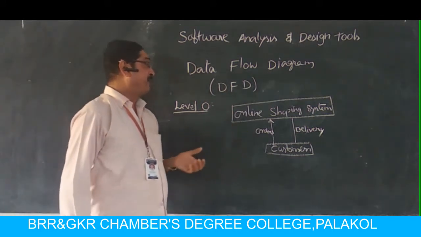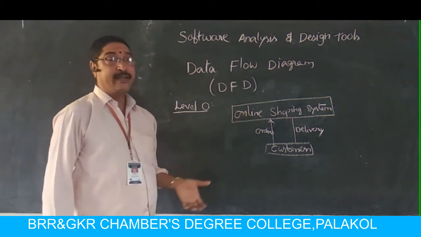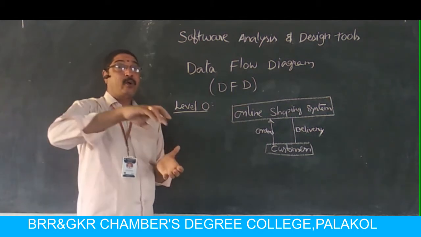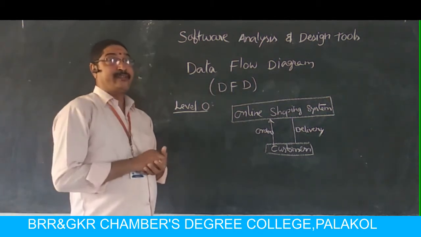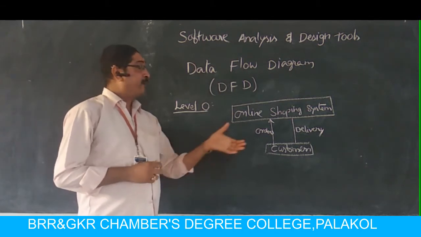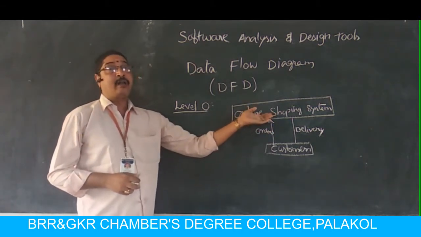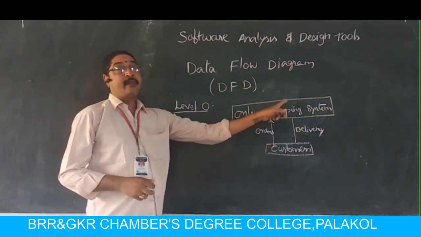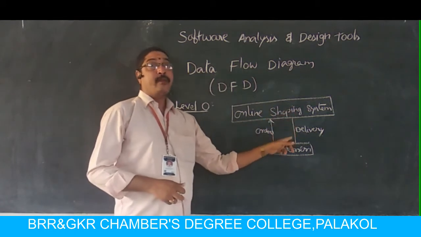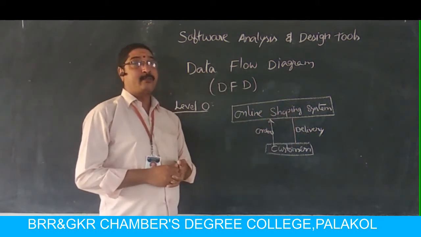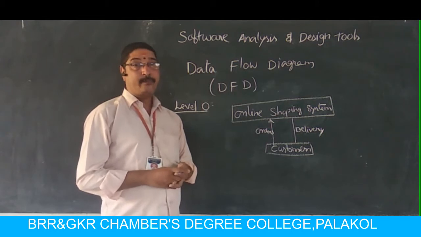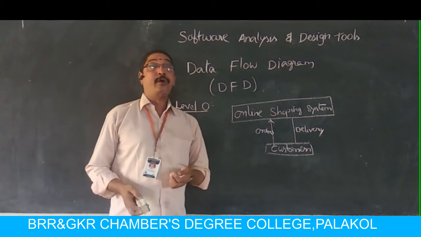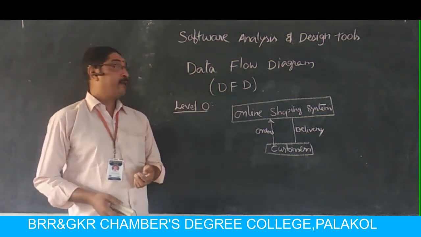Please study this diagram, the level 0 data flow diagram, which shows an online shopping system as a whole system, as a simple system. Simply, we can explain that we have an online shopping system, and customers will be there. Customers will order products and the online shopping system will deliver the products to the customer. This is level 0. And the next type of DFD that I am going to explain is level 1.